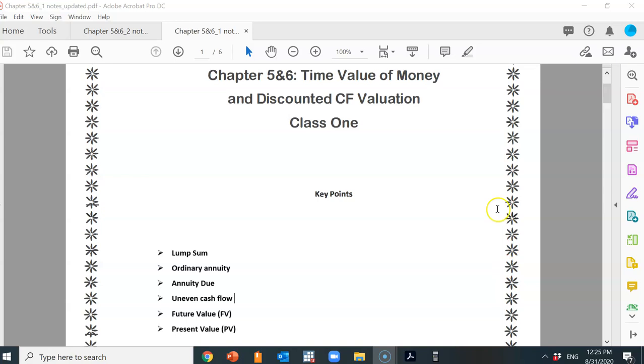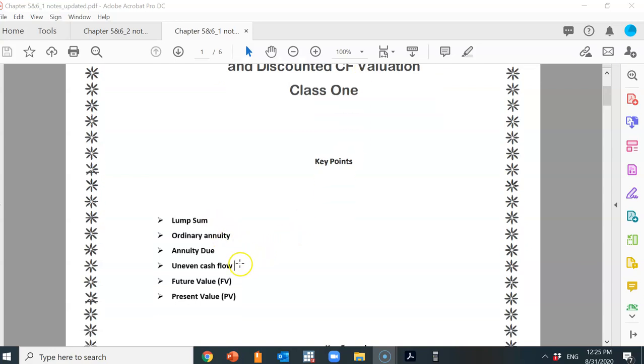Hello, class. So in our last class, we started talking about chapters 5 and 6, and we learned the basic four types of cash flows: lump sum, ordinary annuity, annuity due, and uneven cash flow. I hope you still remember that lump sum is just a single payment. Ordinary annuity is a series of equal payments at the end of each period.